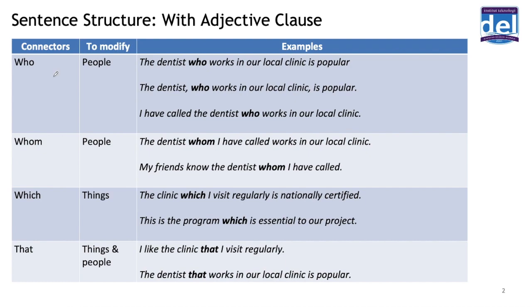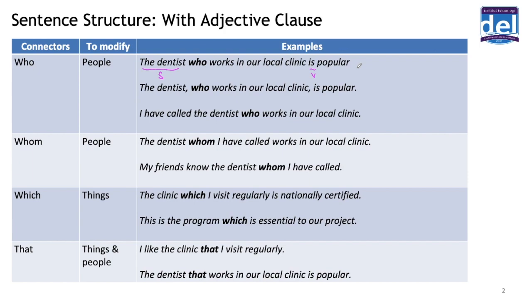As for the connectors, we've got who, whom, which, and that. Who is to explain people. Here I have included 3 examples from which we can see different ways to include an adjective clause with who in a sentence.